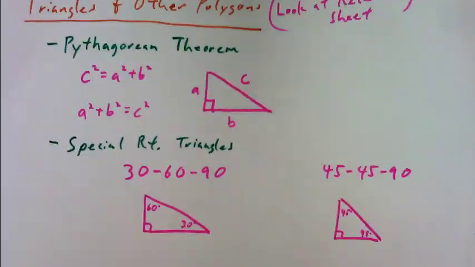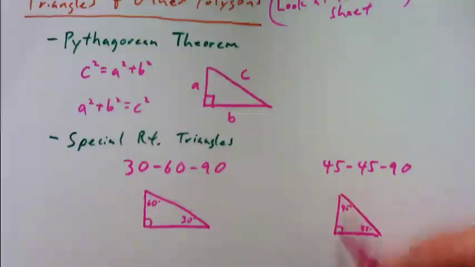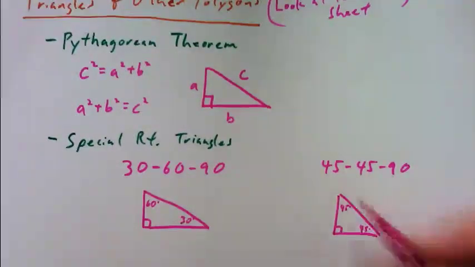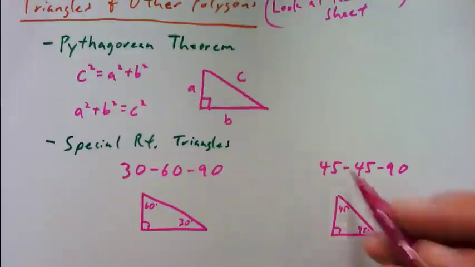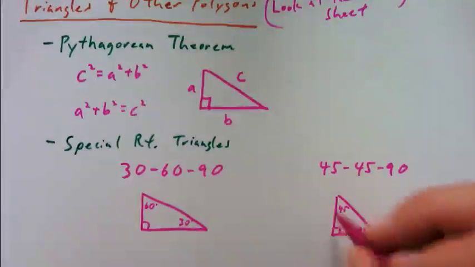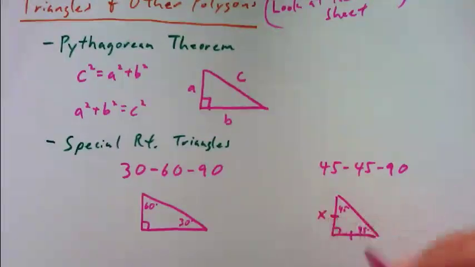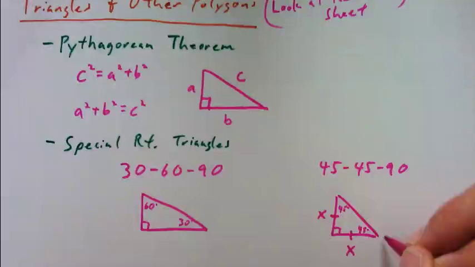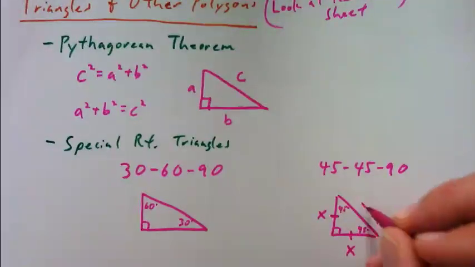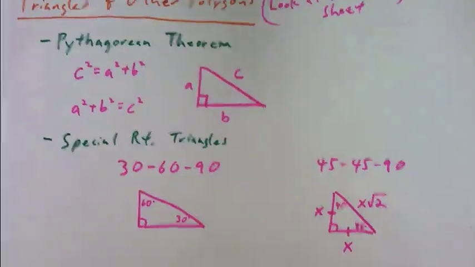Now, in the 45, 45, 90, this is also called an isosceles right triangle. So all isosceles right triangles are 45, 45, 90. So if these two angles are congruent, the sides across them are congruent. Now I'm going to call both those x. The hypotenuse will always be one of those legs times the square root of 2.